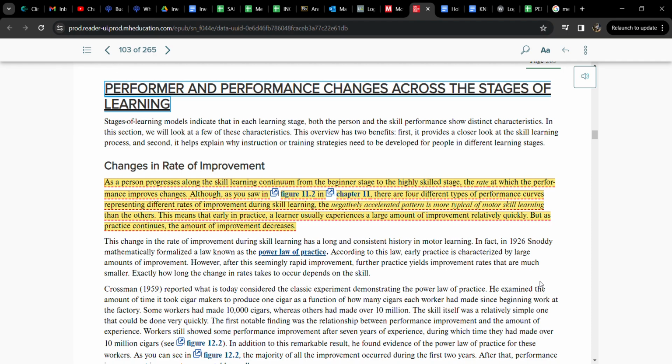So the first thing you should see in performer and performance changes is changes in rate of improvement. As a person progresses along the skill learning continuum from the beginner stage to the highly skilled stage, the rate at which performance improves changes. As we talked about in the last chapter, the negatively accelerated pattern is more typical of motor skill learning, because initially you're going to learn tons and tons, and then as you master that skill or become an expert, your learning curve starts dropping off. So you're going to see a curve that looks like this, if you can follow my mouse.